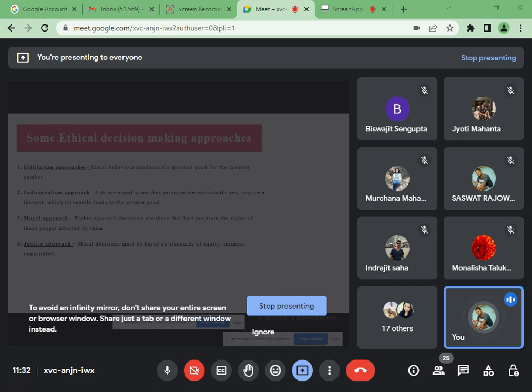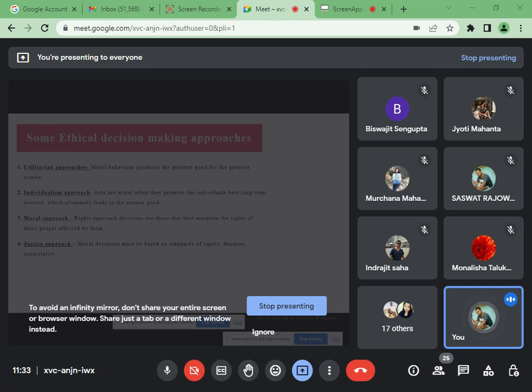Some ethical decision making approaches. First one is the utilitarian approach. Moral behavior proposes the greatest good for the greatest number. Number two, the individualism approach. Acts are moral when they promote the individual's self-interest, which ultimately leads to the greater good.